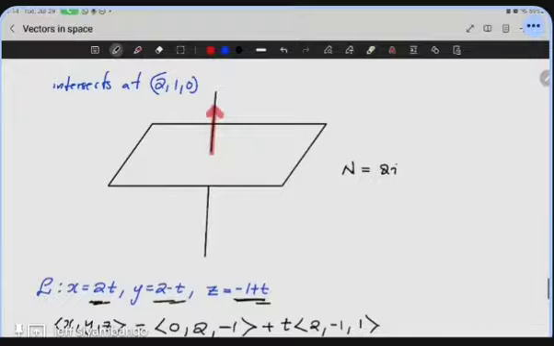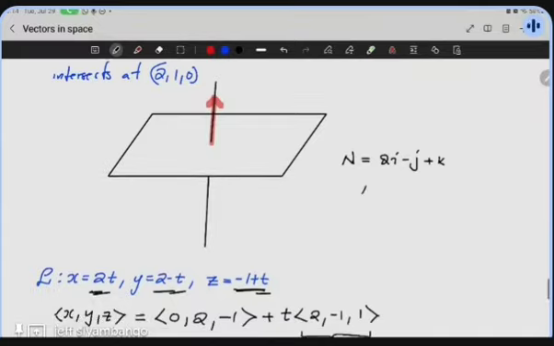2i, j, and k. So this was actually straightforward. So already we have our a is 2, our b is -1, our c is 1.